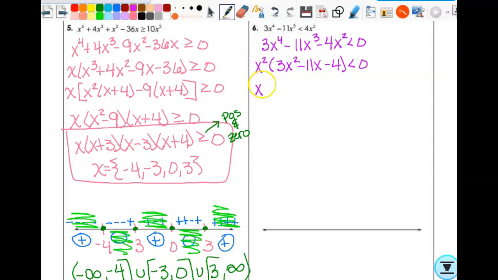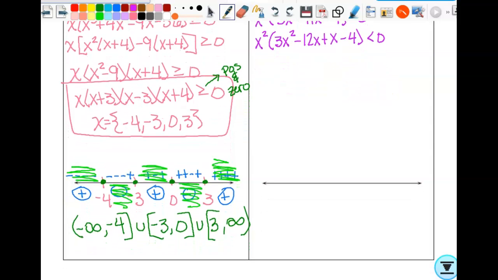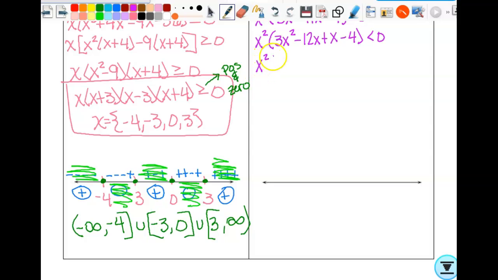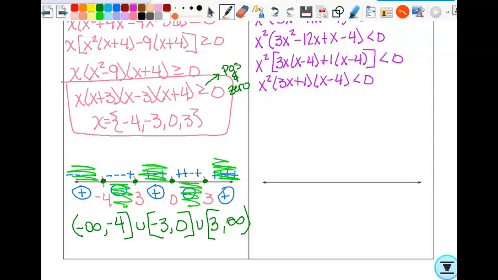All right, so then I'm going to have to factor by grouping. So two numbers that multiply to give me negative 12, combined to give me negative 11, will give me 3x squared minus 12x plus x minus 4 is less than 0. And I factor, so I get x squared, and factor out a 3x, that leaves me with x minus 4. And factor out a 1, leaves me with x minus 4, less than 0. So x squared times 3x plus 1 times x minus 4 is less than 0. Okay, so that is fully factored.